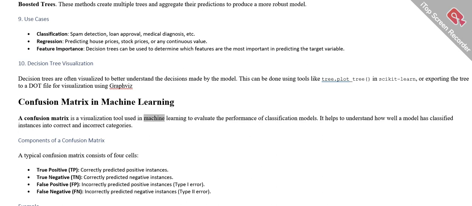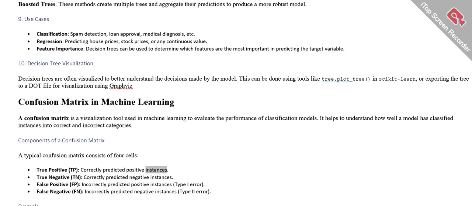A confusion matrix is a visualization tool used in machine learning to evaluate the performance of classification models. It helps to understand how well a model has classified instances into correct and incorrect categories. Components of a confusion matrix. A typical confusion matrix consists of 4 cells.